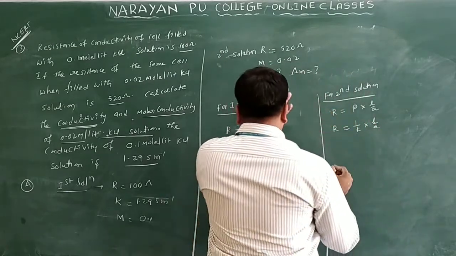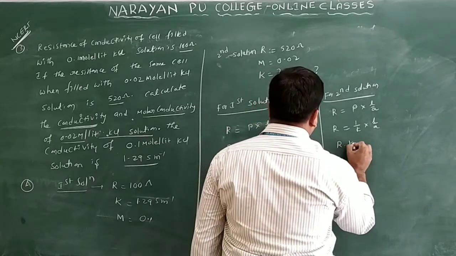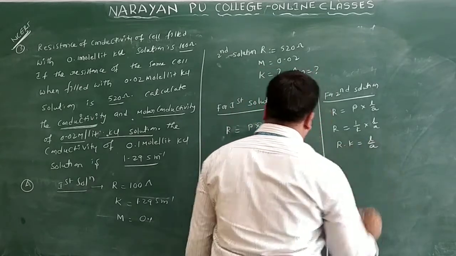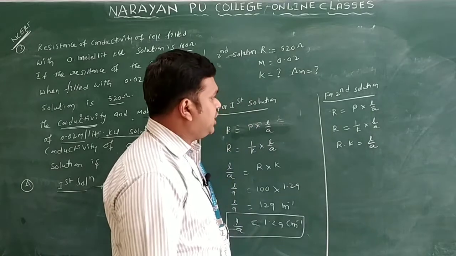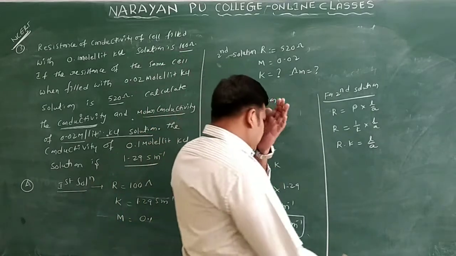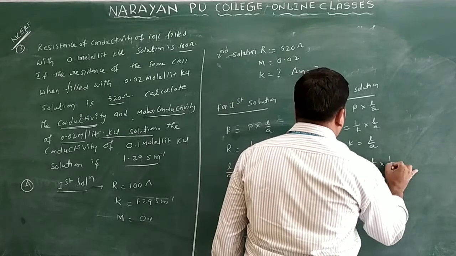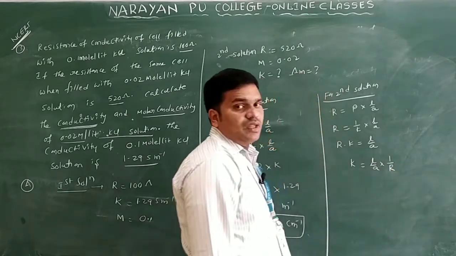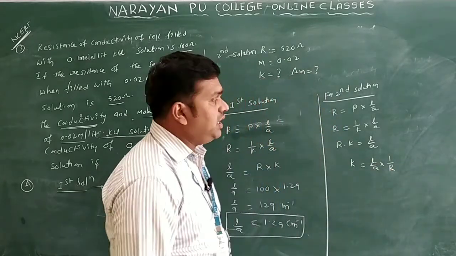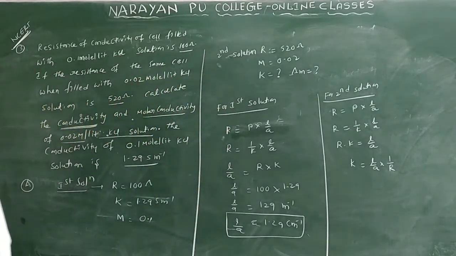So from this what can you write here? R into K is equal to L by A. What can you find out? You can find out the K for this solution only. From this, K is equal to L by A into 1 by R only. So what will you do here? We want to substitute the values.